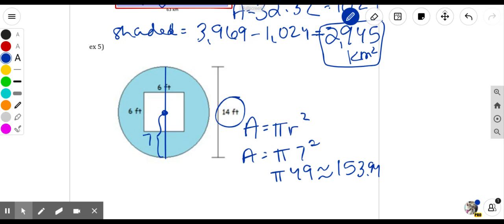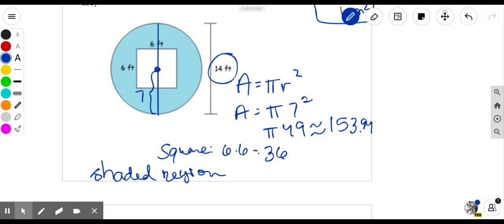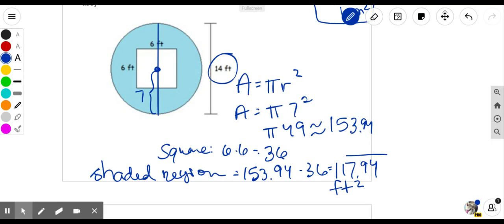Now we need to do the square. So the square, the unshaded part, is 6 times 6, which is 36. And then lastly, for that shaded region, we're just going to subtract them. So 153.94 minus 36. And that's going to be 117.94. And that's feet squared, or square feet.